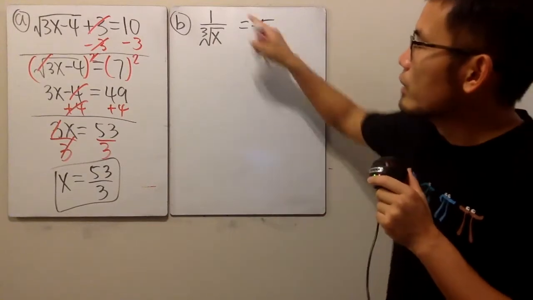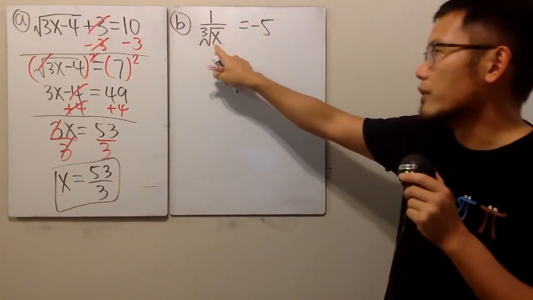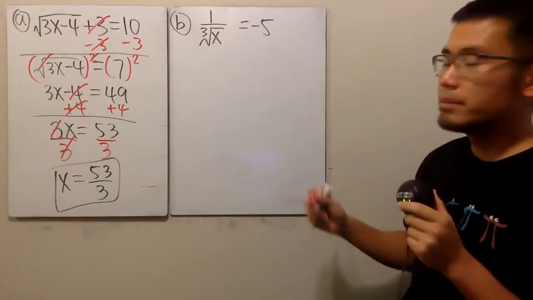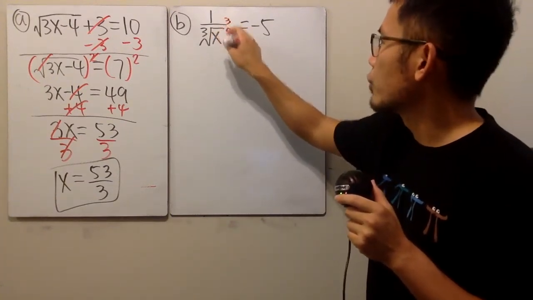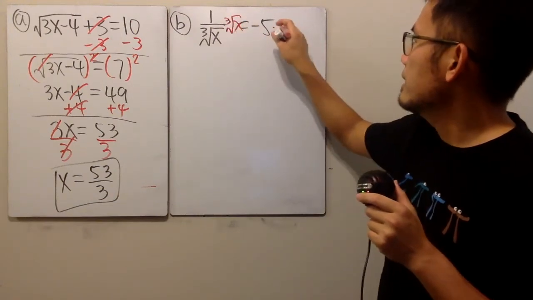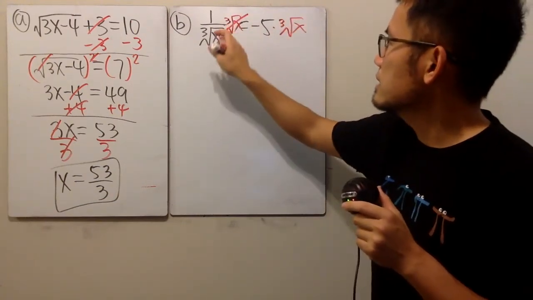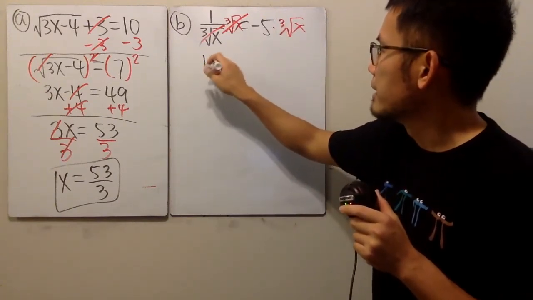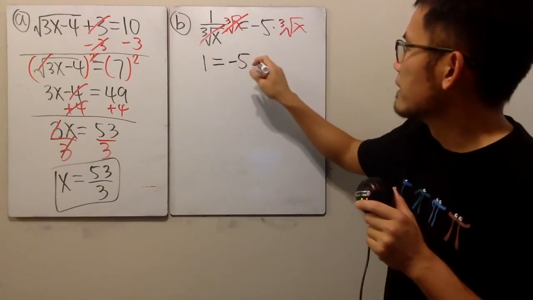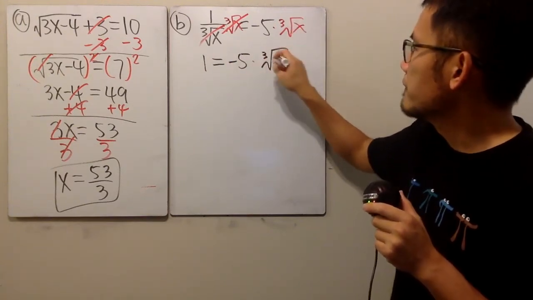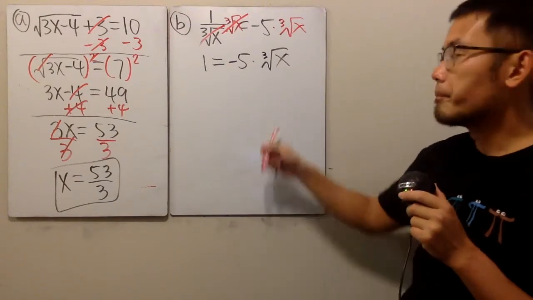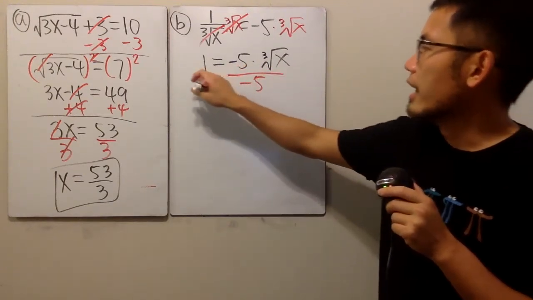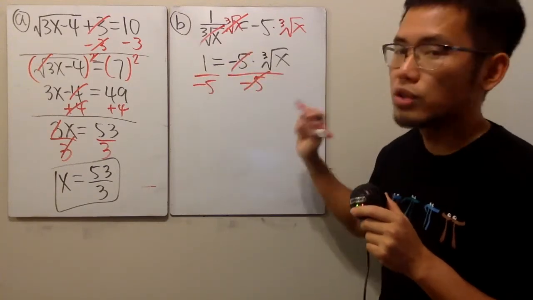Now, for the second one, we have 1 over the cube root of x equals negative 5. We don't like this to be on the bottom, so let's go ahead and multiply both sides by the cube root of x. And the reason I want to do that is because this and that will cancel. And we're looking at this as 1 being equal to negative 5 times the cube root of x. We will divide both sides by negative 5 so that this and that will cancel.